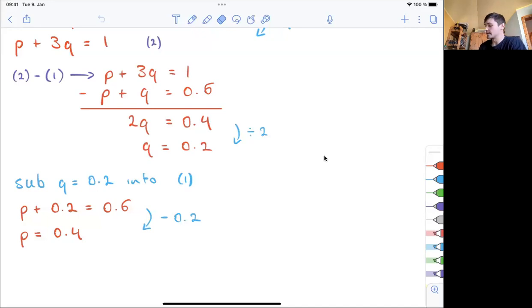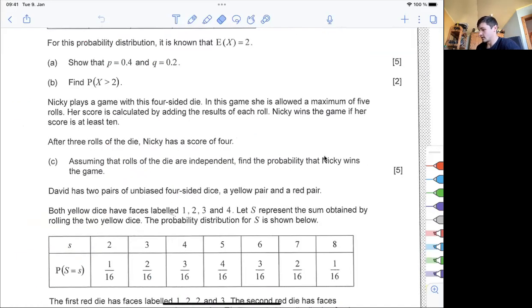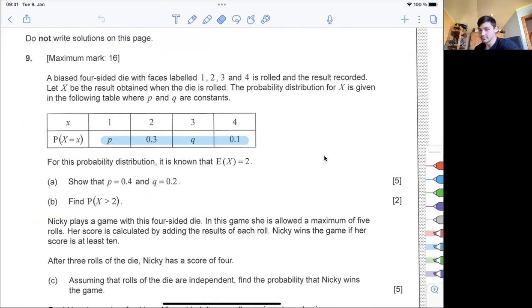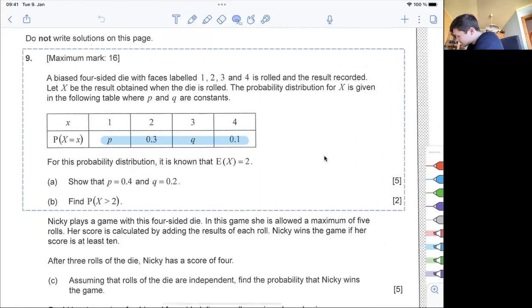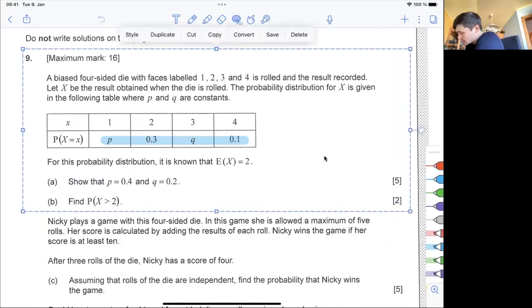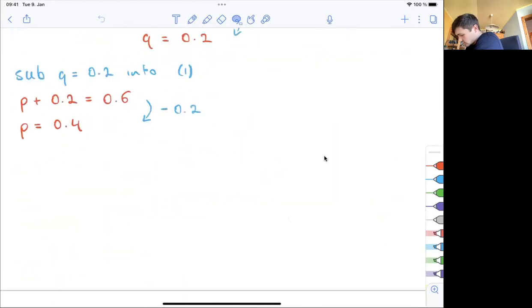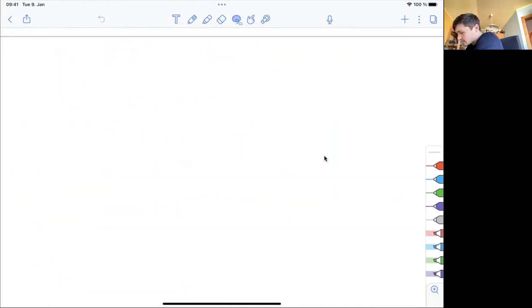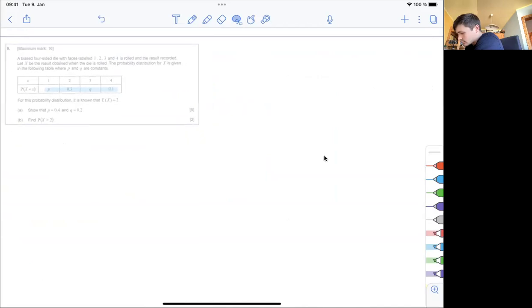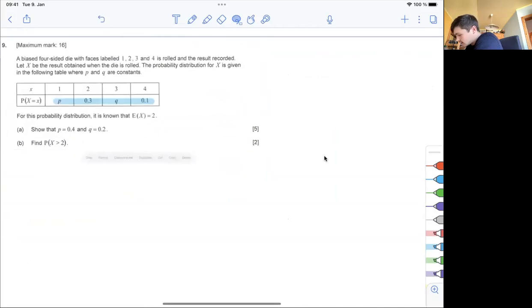Okay, on to part B. Part B asks, find the probability that X is more than 2. So we'll go through and do a similar process as before. We'll go onto a new page. All right, and so we already know that P is equal to 0.4 and Q is equal to 0.2.